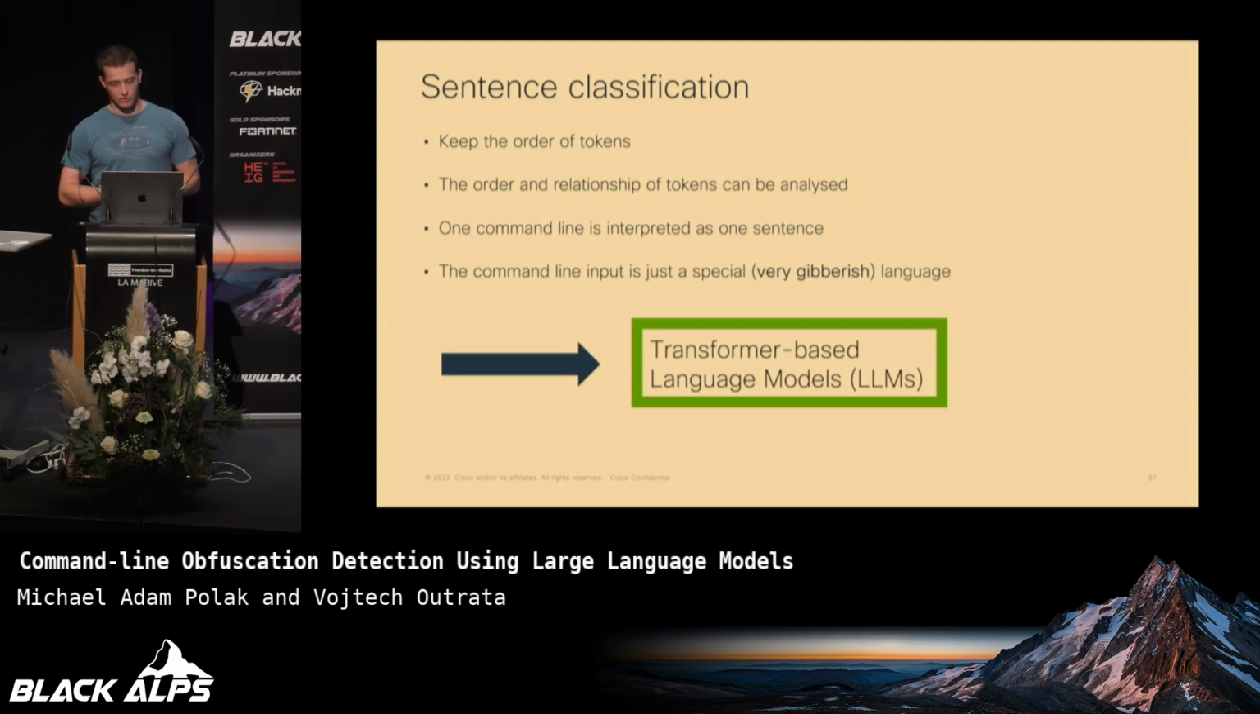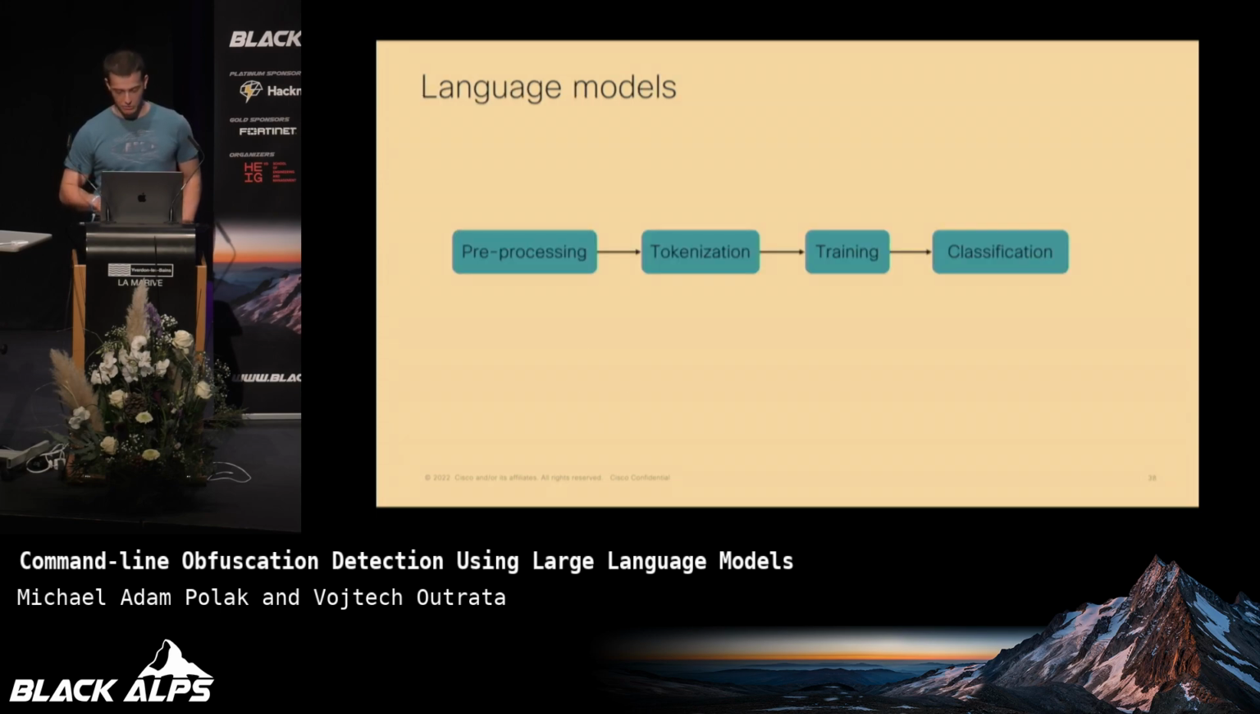And we all know which models are lately used for analyzing and interpreting languages, and that's the transformer-based language models. For people who do not know, that's the architecture on top of which all the new hype models such as ChatGPT and Claude are built, because they are very good at analyzing sequences of tokens. That's their bread and butter. So we have decided to build our own custom model for the command line input, in hopes that it's going to be able to detect obfuscation. And we'll go through four phases, or four things that we need to go through in order for the model to be successful.